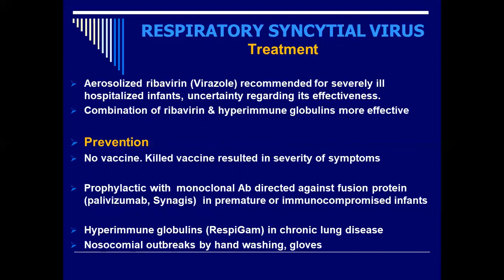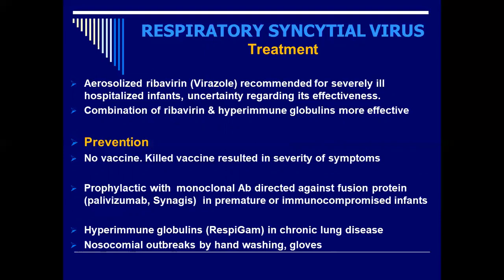So if you have a hospitalized baby infected, and other individuals may be getting an infection from that baby within the nursery ward, you can try the combination of ribavirin along with hyperimmunoglobulin. There is no vaccine. A killed vaccine was available, but it resulted in severe signs and symptoms.